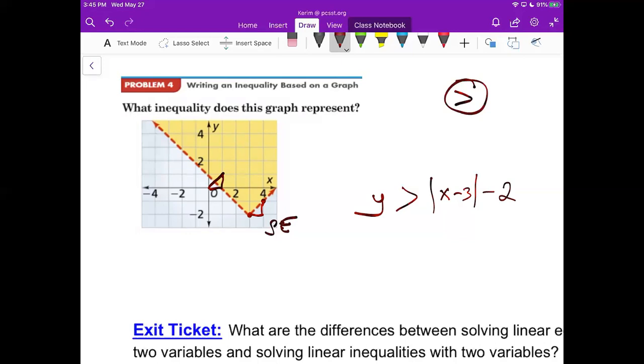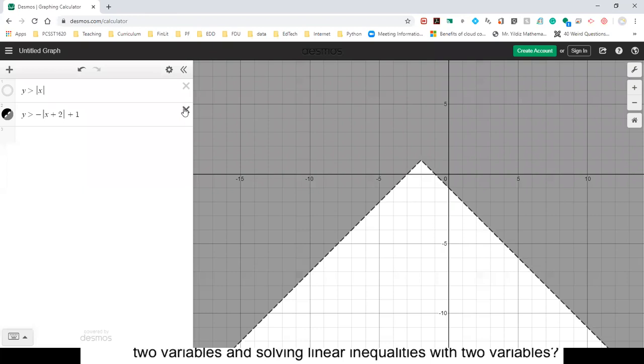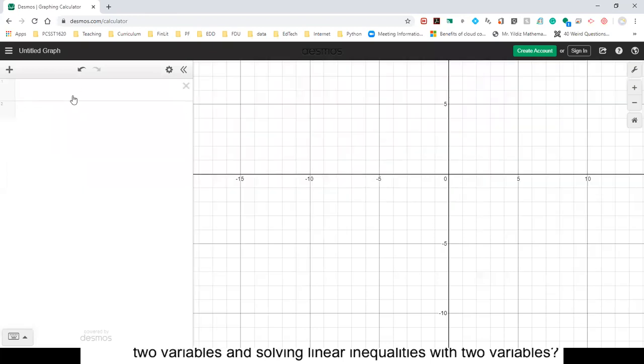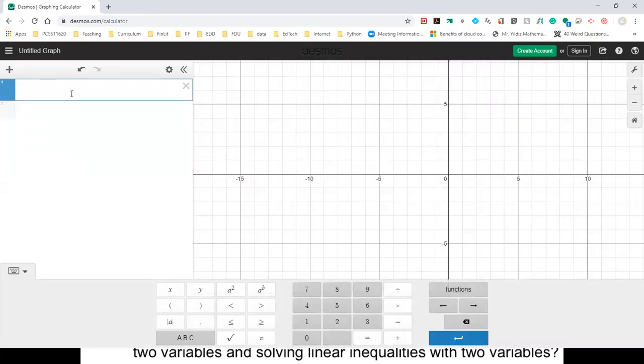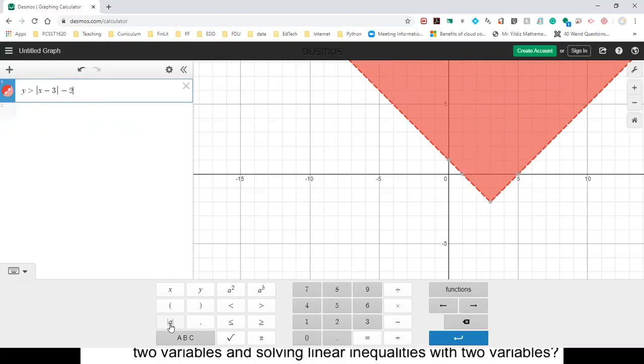So let's check our answer. Is that true or false? We said y is greater than the absolute value of x minus 3, and then outside of that, minus 2. Yes, as you see, we move 2 units down, 3 units right, and its diagonal is 1 by 1, as you see.